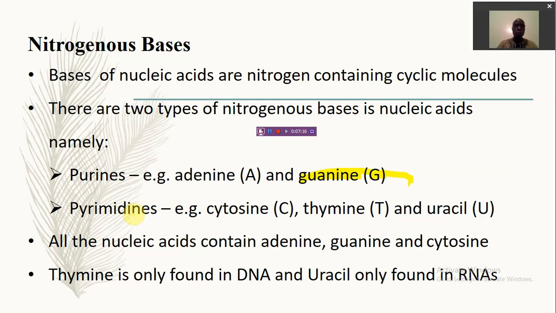Now, there are three types of pyrimidines. One of them is called cytosine, usually abbreviated as C. The other one is thymine, usually abbreviated as T, and uracil is the third pyrimidine. Therefore, there are two purines and three pyrimidines. These are the 5 types of nitrogenous bases that make up nucleic acids.